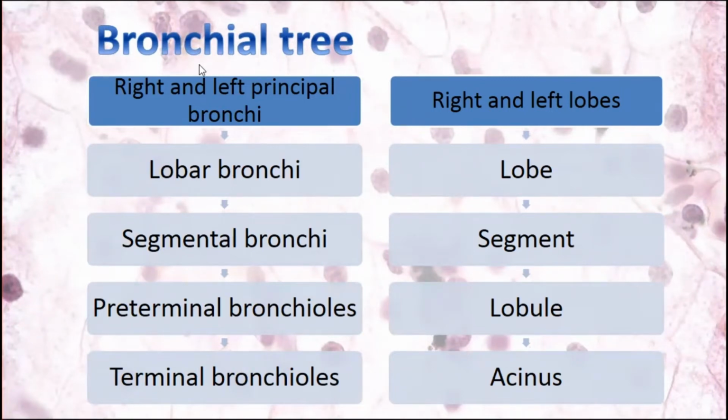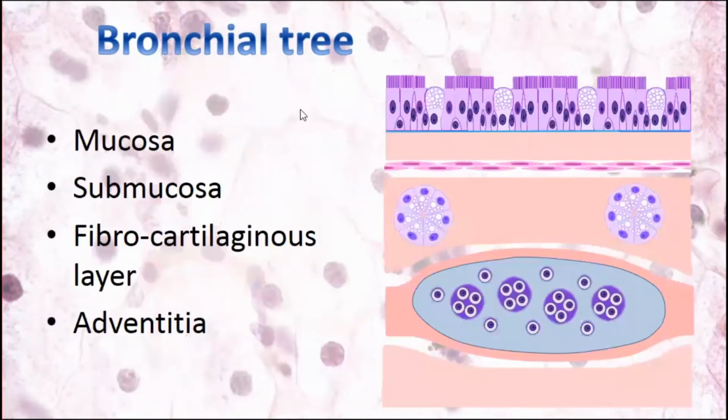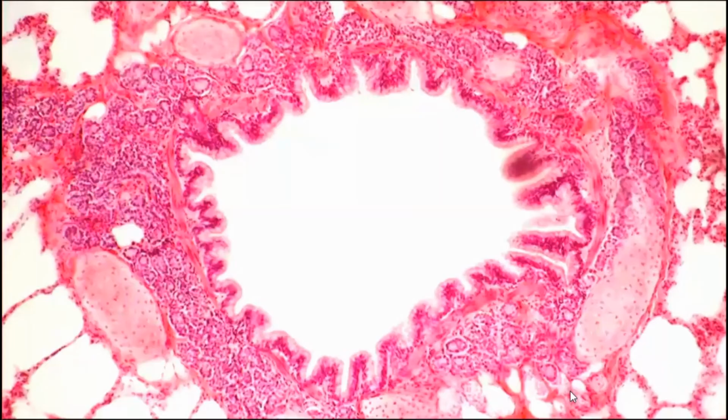And let's look at the structure, first of all, at the structure of the bronchi. So bronchial tree and bronchi, they have typical structure. They have mucosa, submucosa, fibrocartilaginous layer, and adventitia for typical layers. And let's look at the differences.